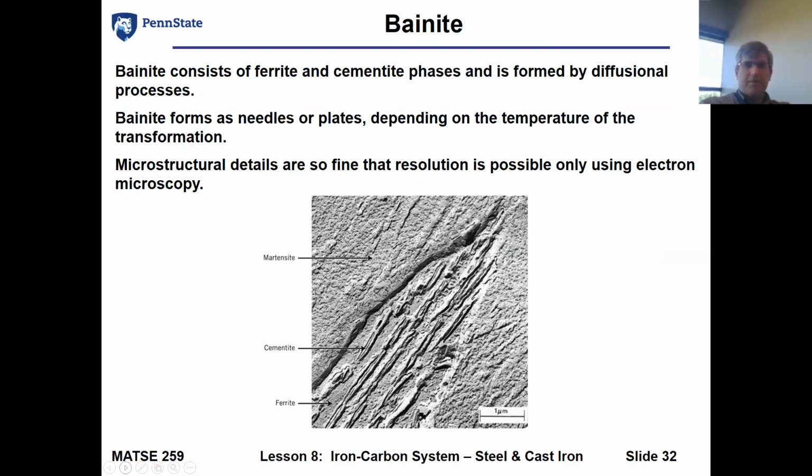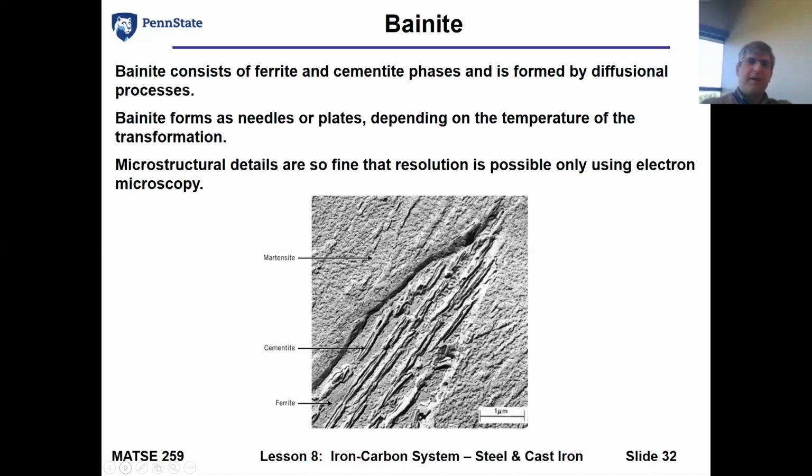And in some cases, we'll have some martensite around it. But bainite forms as needles or plates, so it's extremely fine. But with that fine scale that it has, it is really extremely strong. And it's something that we're going to take advantage of.